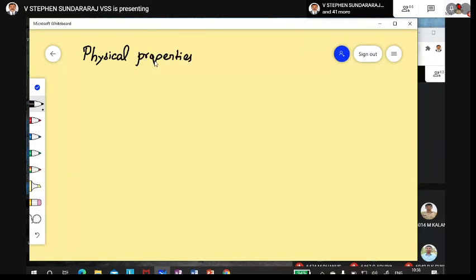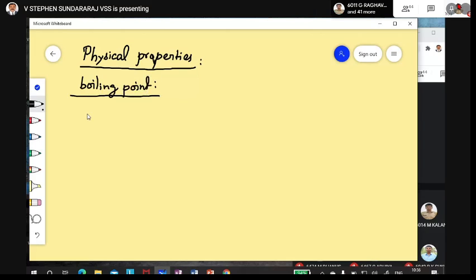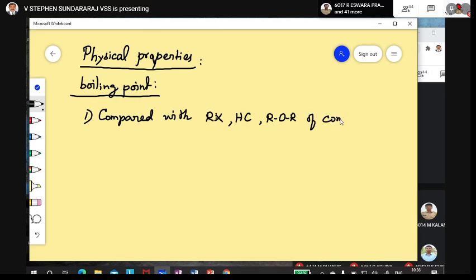Let us complete the boiling point discussion now. Tell me the boiling point of alcohol when compared with R-X, haloalkane, which we have completed, hydrocarbon, and even ether, of comparable molar mass. Comparable molar mass, what does it mean?